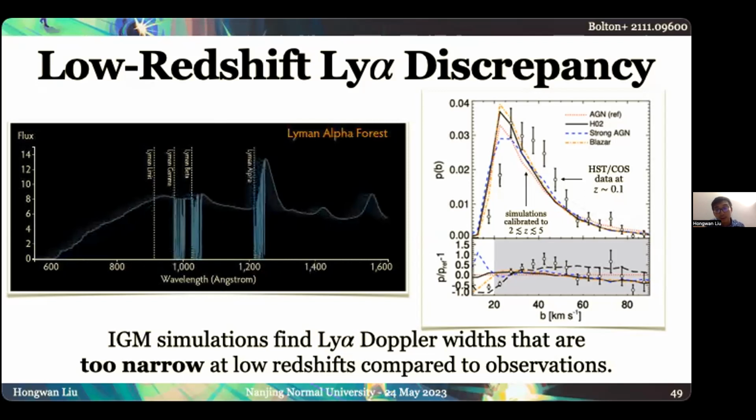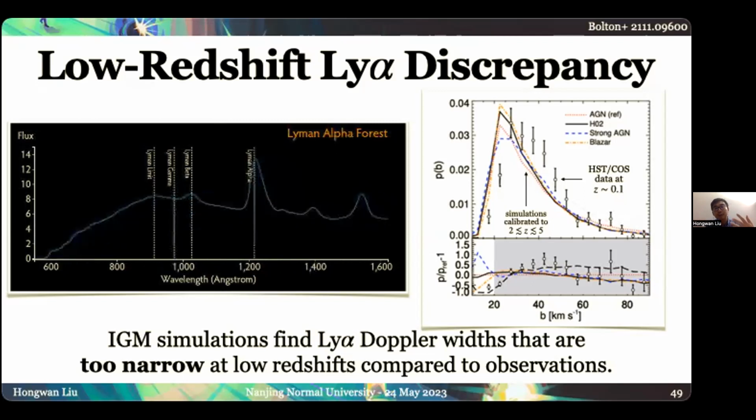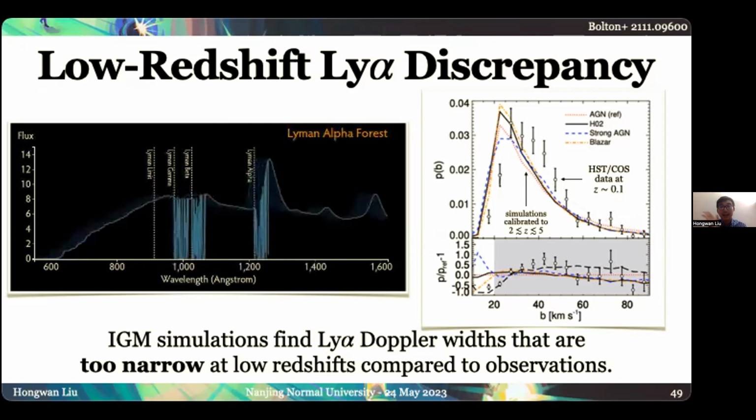And so the data points correspond to what you see at low redshifts, and the lines are models that come from simulations that have been calibrated based on Lyman-alpha data at high redshifts, so at a redshift between 2 and 5. And what you see here is that the simulations that have been calibrated to high redshift data tend to prefer a distribution that is peaked at lower widths, whereas the actual observations coming from Hubble Space Telescope and the Cosmic Origins Spectrograph want a distribution that prefers higher widths.